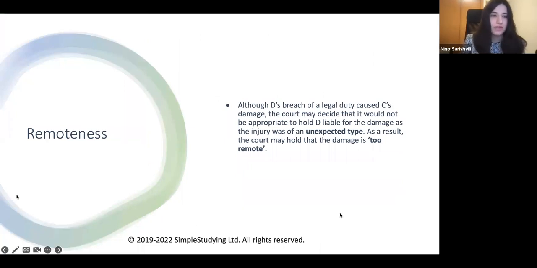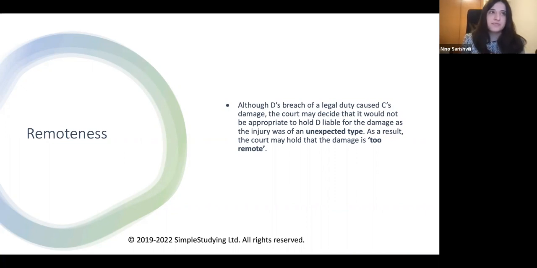Now let's consider also remoteness principles. Here, remoteness requires the defendant's breach of a legal duty to cause the claimant's damage. The court may decide that it would not be appropriate to hold the defendant liable for the damage as the injury was of an unexpected type. As a result, the court may hold that the damage is too remote. This is basically to control the floodgates of liability.